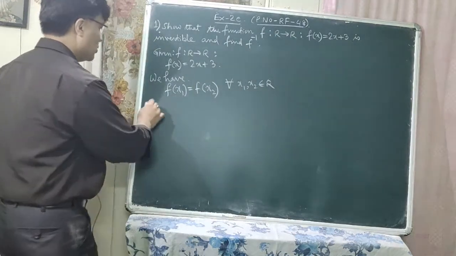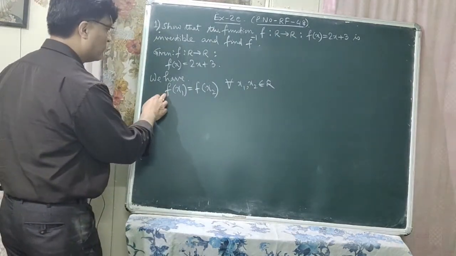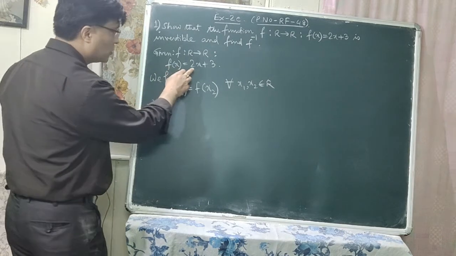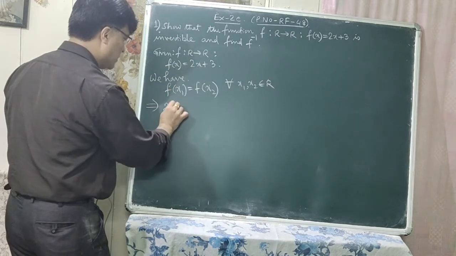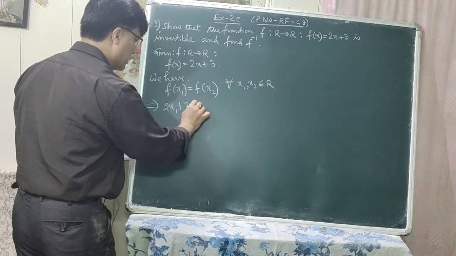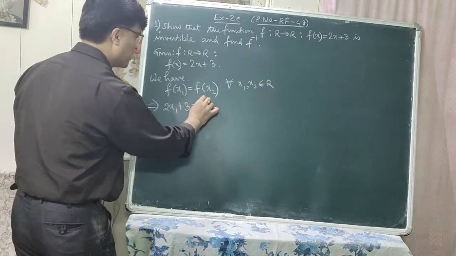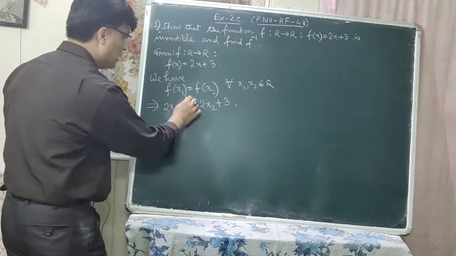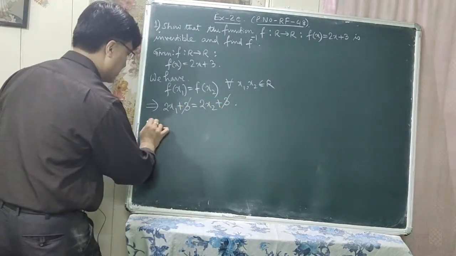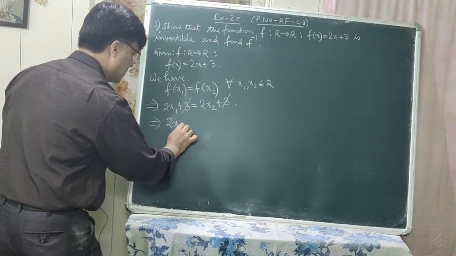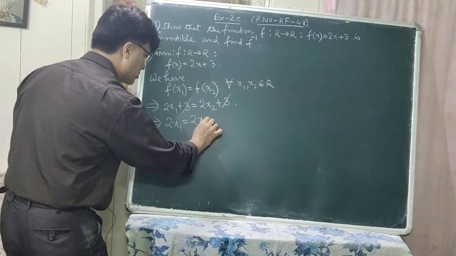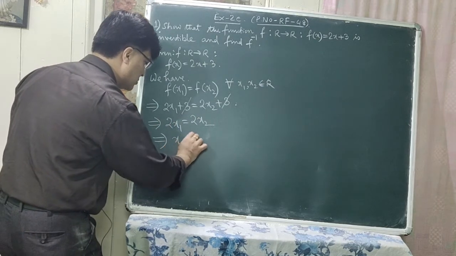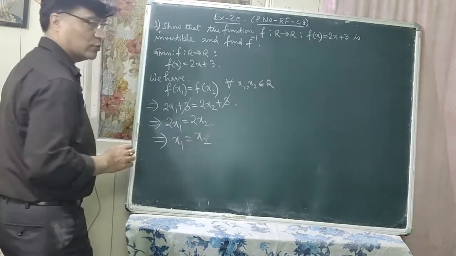right? So which implies that what is the value for f of x1? So in place of x we put x1. So what is this? It is 2x1 plus 3. This is 2x1 plus 3 is equal to what is f of x2? It is 2x2 plus 3. Okay, from both the sides you can cancel this 3. So which implies that 2x1 is equal to 2x2, which implies that again 2 will be cancelled. So x1 is equal to x2.